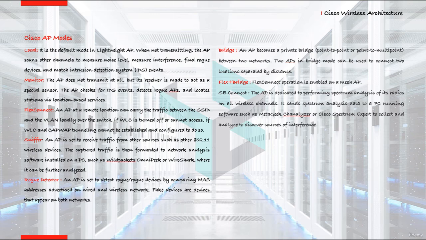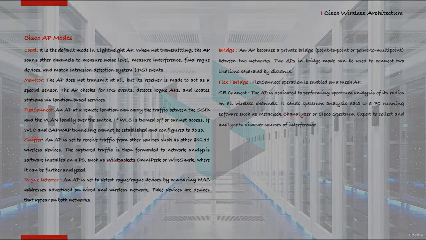For this, we have given an example before that we can connect our network by putting access points between two buildings. You can enable FlexConnect Bridge mode to mesh on an access point. In SE-Connect mode, we can use all channels of the access point to perform spectrum analysis and discover sources of interference. That's all we're going to tell you in this lesson, so goodbye, see you in our next lesson.